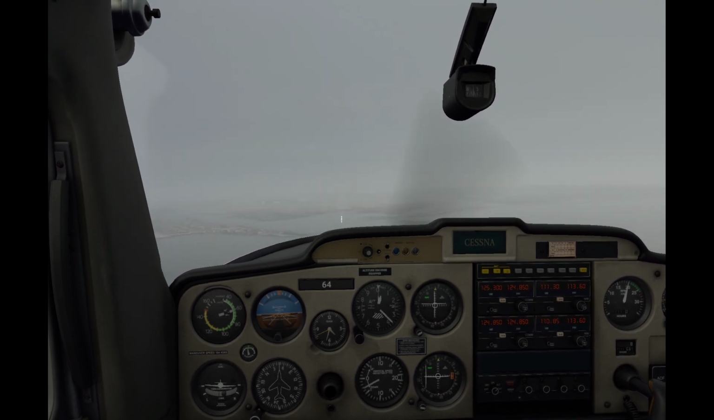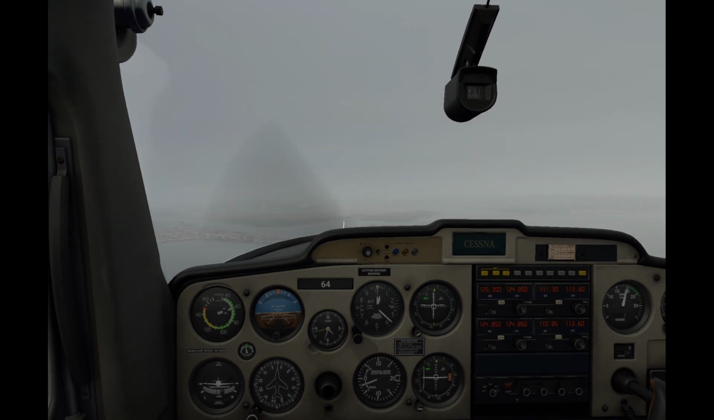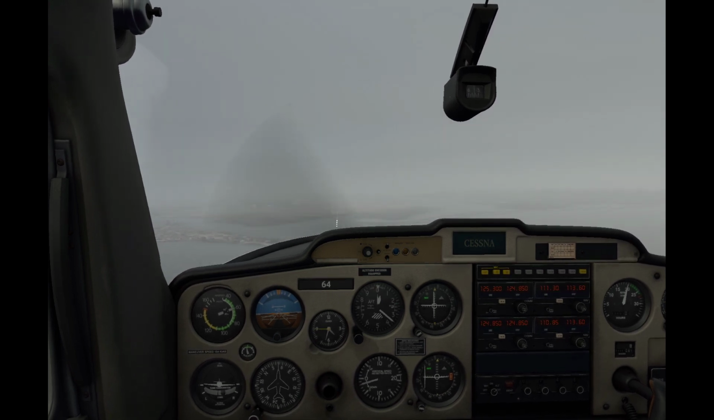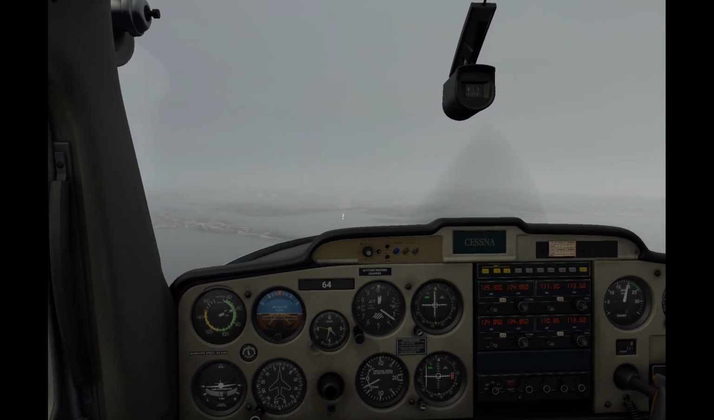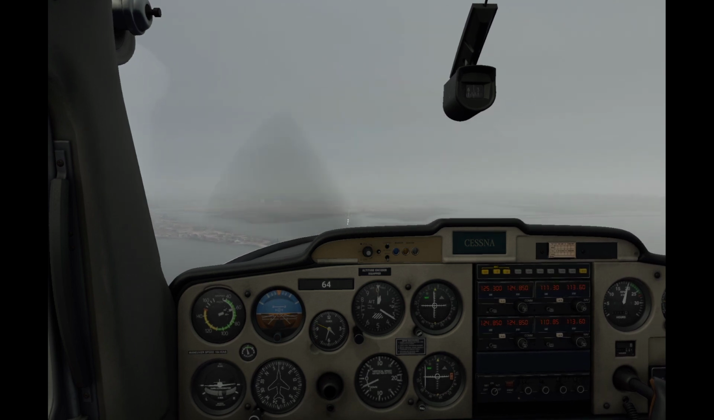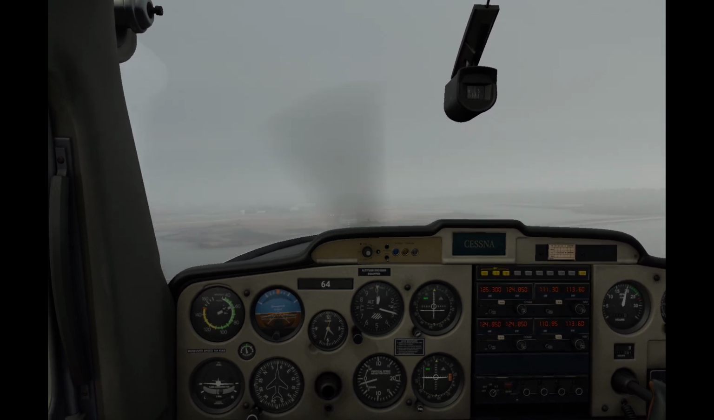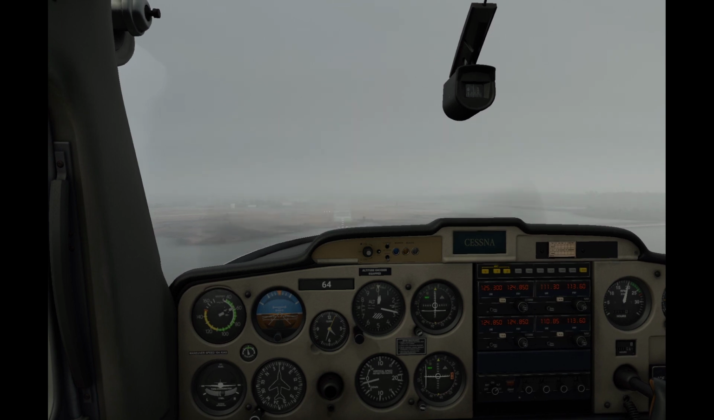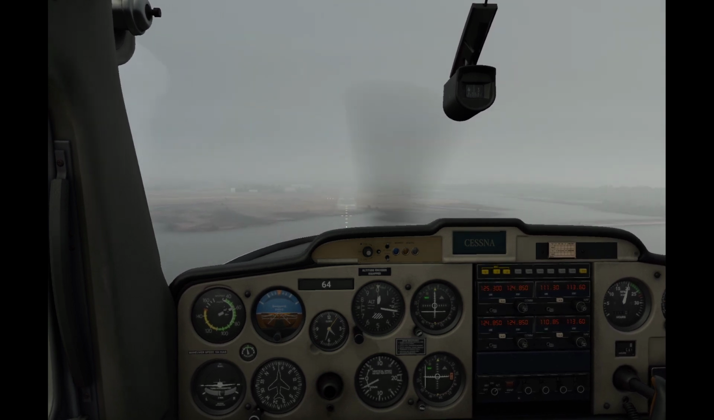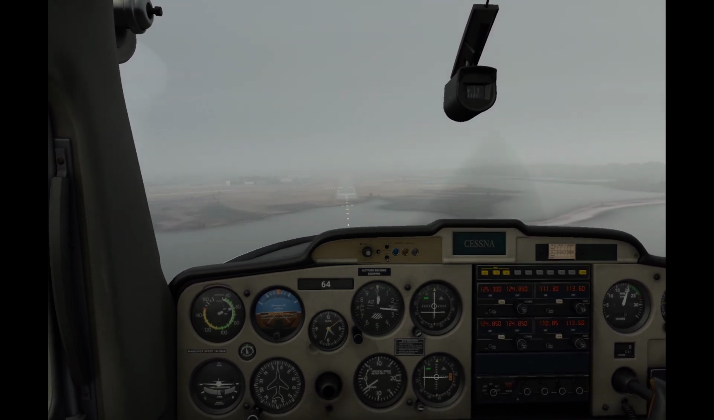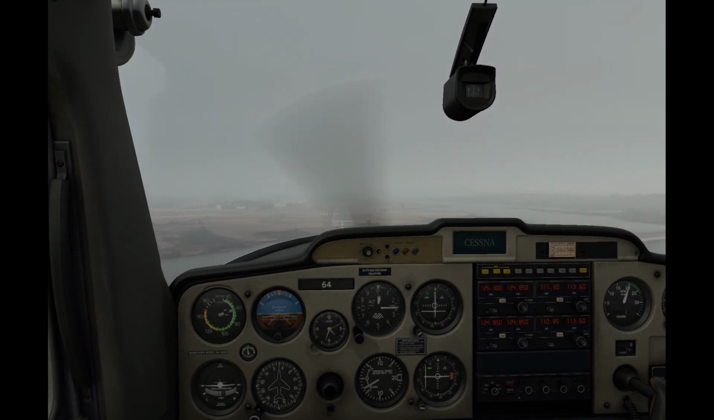I am right on course. A little low. A little high. Right on. Don't touch anything. Decision altitude coming up in 100 feet. Speed is good. Yeah, a little slow. A little high. Don't overdo it. Not at this altitude.